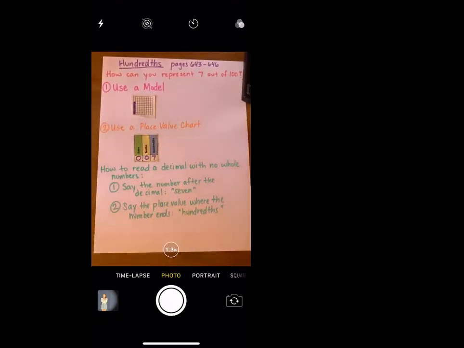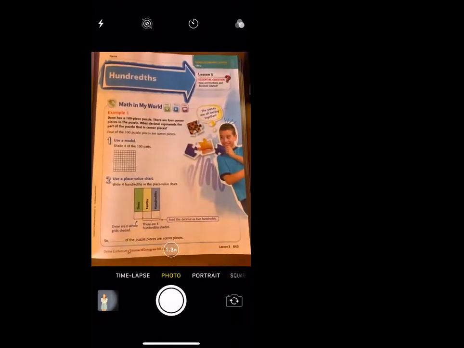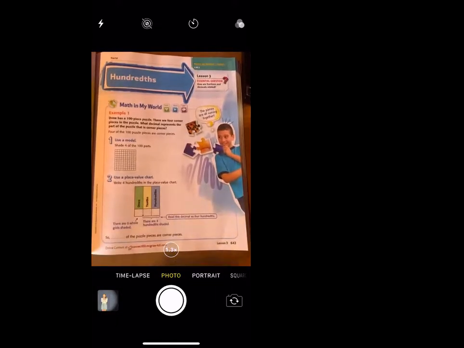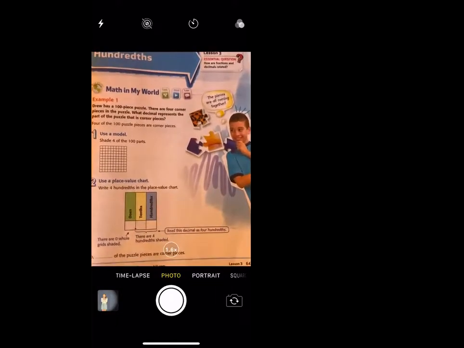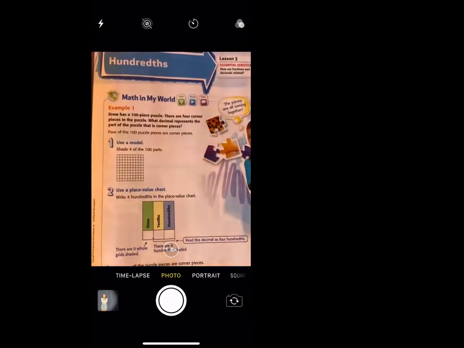So now what we're going to do is take a look at the pages that we are completing today. So this is our hundredths page. All right, example 1. It says, Drew has a 100-piece puzzle. There are 4 corner pieces in the puzzle. What decimal represents the part of the puzzle that is corner pieces?